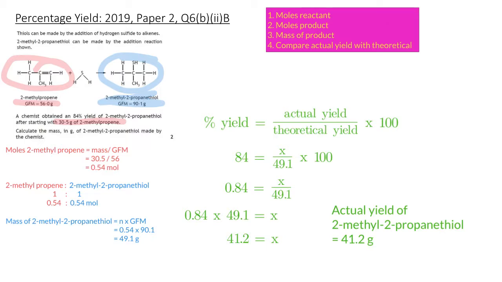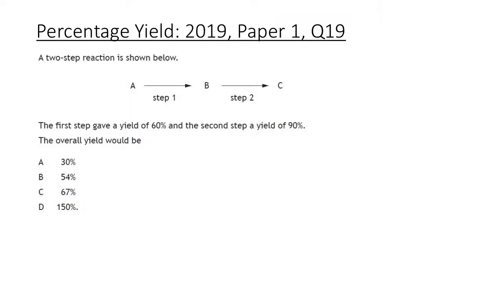So again, the first steps were exactly the same. The last step, we still used our equation, we just substituted in the numbers we knew already, and we solved for the actual yield. This question was worth 2 marks. The first mark was for calculating the theoretical yield, and your second mark was calculating the actual yield, the mass of the 2-methyl-2-propanethiol. This final example is looking at a question that comes under percentage yield, but it's really more logic than anything else.